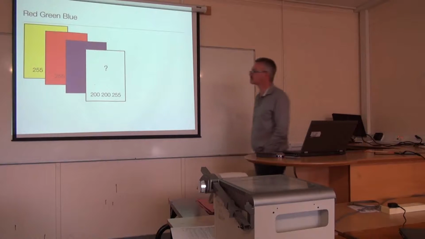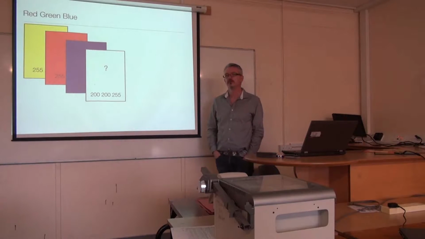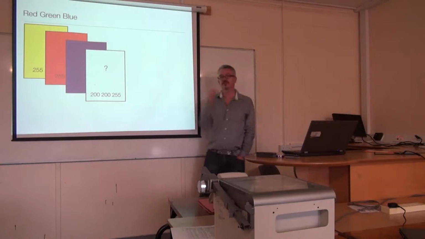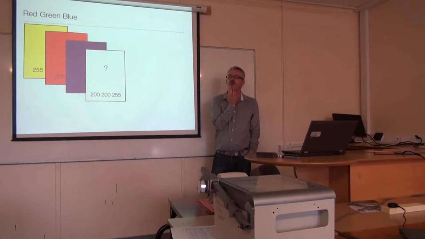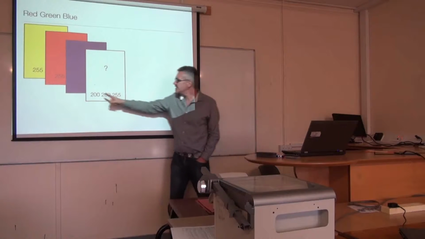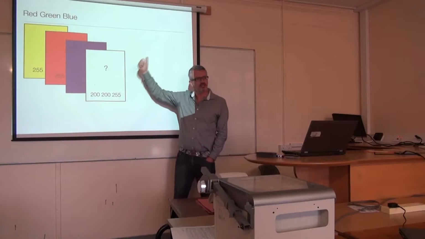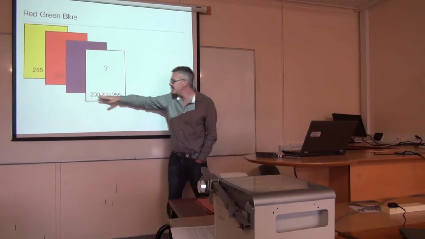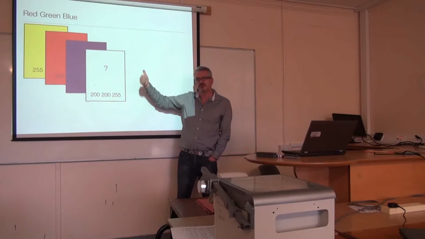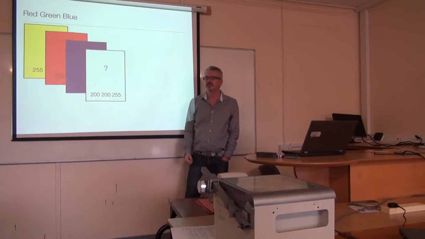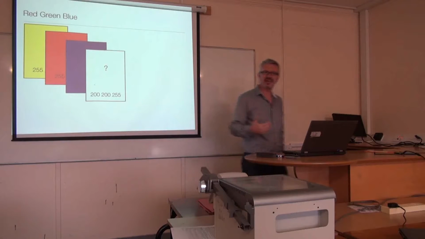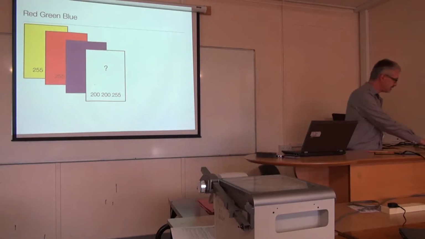What about this one here now? It's a tricky one now. What if it was 200, 200, 200? That'd be a light grey, wouldn't it? So this is a light grey with the blue cranked up a notch. So it's nearly light grey, but the blue is edged ahead. So I would say it's kind of a pale blue, I would think.